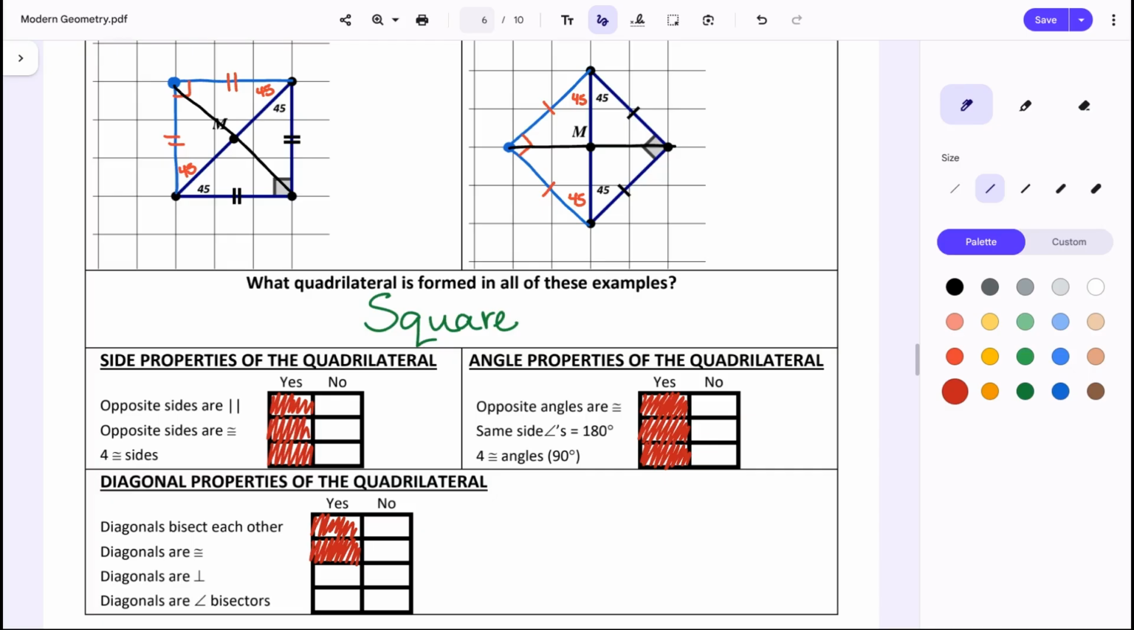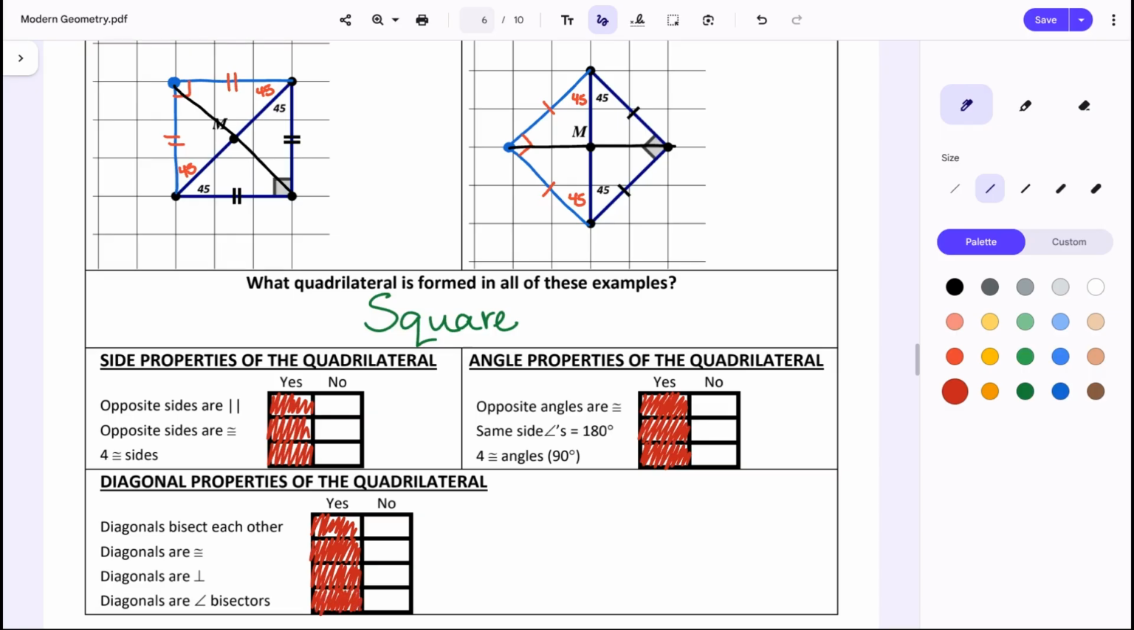It does still appear where those diagonals intersect that it makes a 90-degree angle. So they are perpendicular here at this point, like by M. And diagonals appear to be angle bisectors because even the one that I just drew in on that second shape that's going up and down, on either side of that diagonal it says 45, 45. So that angle is being cut in half.